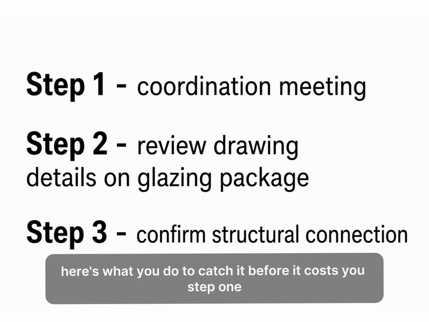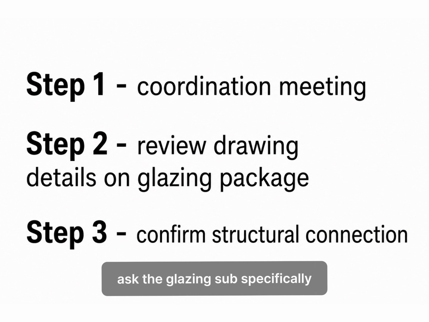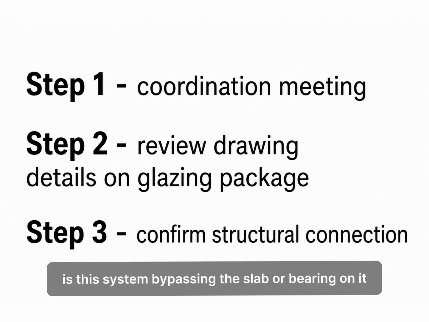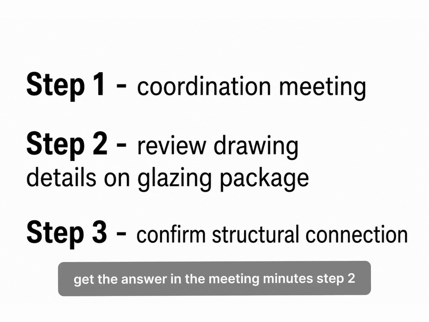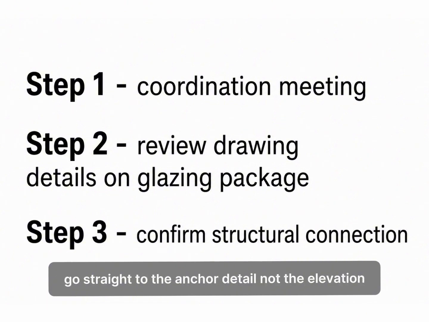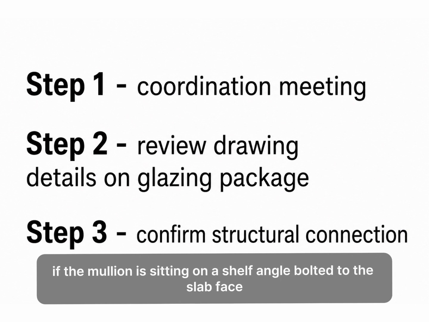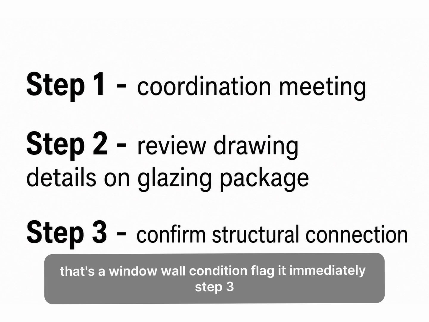Here's what you do to catch it before it costs you. Step 1. At the first construction meeting, confirm all steel for all curtain wall anchor points. Ask the glazing sub specifically, is this system bypassing the slab or bearing on it? Get the answer in the meeting minutes. Step 2. When the shop drawing package comes in, go straight to the anchor detail, not the elevation, not the cover sheet. Find the horizontal section at the slabs. If the mullion is sitting on a shelf angle bolted to the slab face, that's a window wall condition. Flag it immediately.